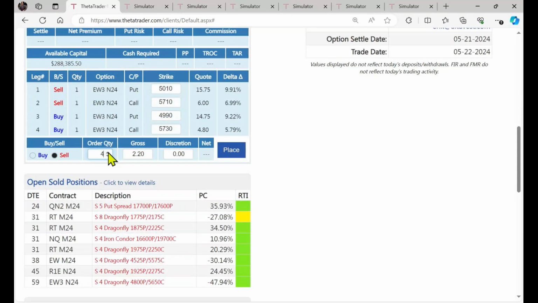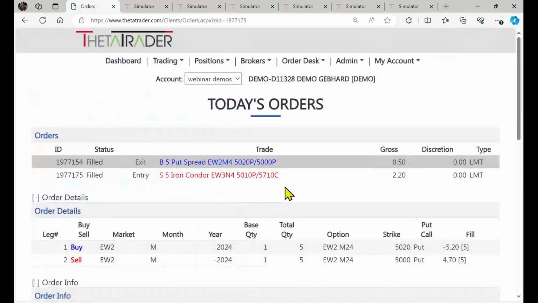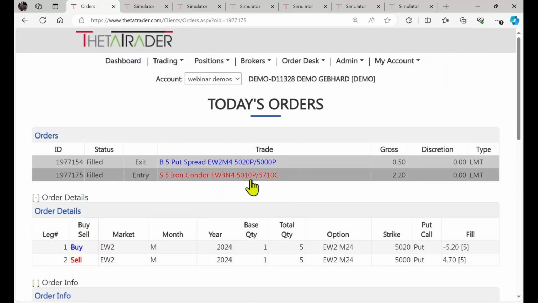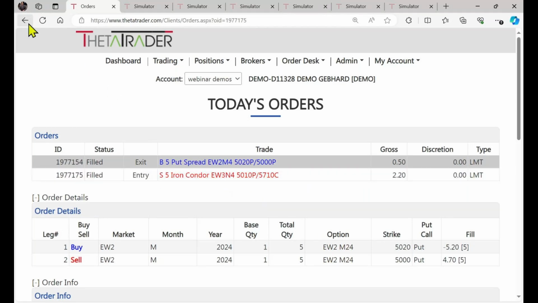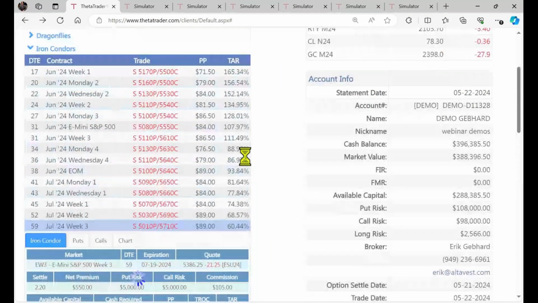If you change it here, you can see the numbers changing. We'll just do 5 of these and act like we're selling 5 of these. We'll go ahead and place that order, and you can see there it is. It just assumes you're filled in the demo account here, selling there at 5. So that's the Iron Condor. Now we'll look at the Dragonfly.